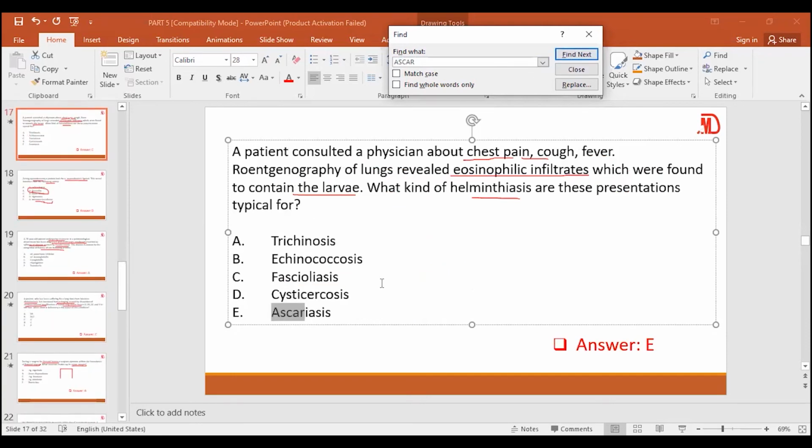Now we are saying that the diagnostic feature for us to say that this is ascariasis is the eosinophilic infiltration. This is the reason we are saying that this is ascariasis. And in some books, they might not use eosinophilic infiltration. They will use Loeffler's syndrome.